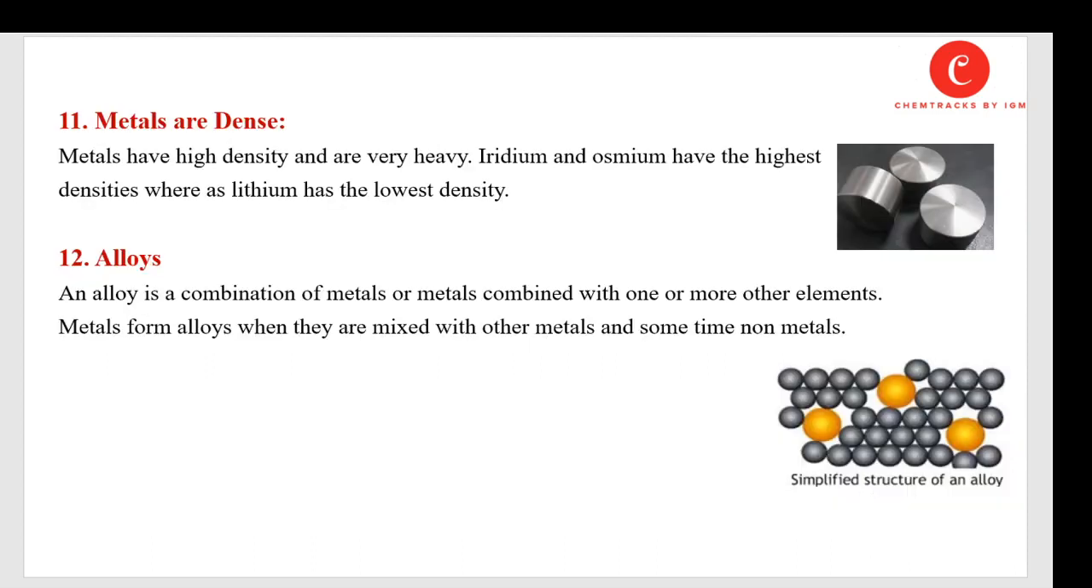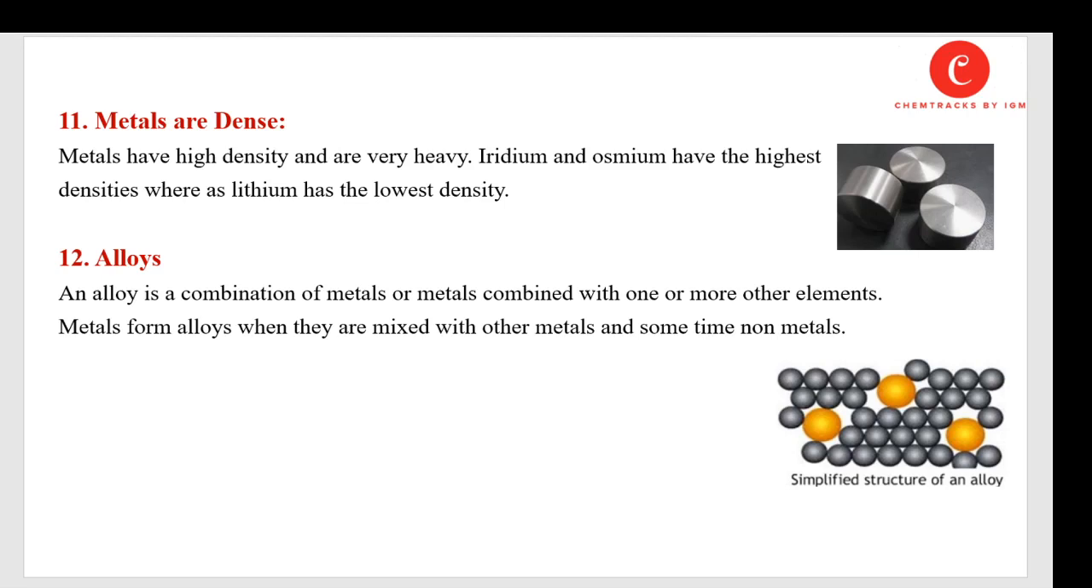Metals are dense, or metals have high density. Metals have high density and are very heavy because the arrangement of particles in metal is very tightly packed. Due to this arrangement, they are very dense in nature and they are heavy. Iridium and osmium have the highest densities, whereas lithium has the lowest density. Between iridium and osmium is the most dense element on planet Earth up till now.